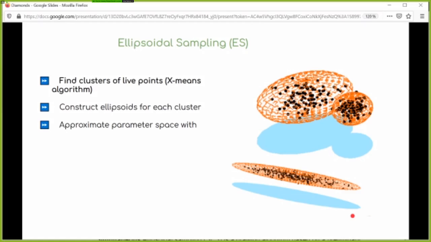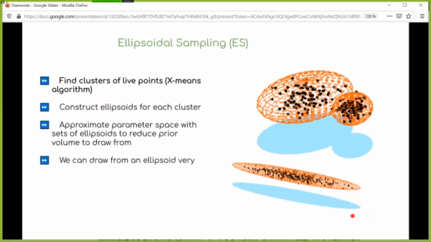And approximating the parameter space with sets of ellipsoids reduces the prior volume to draw from. And we can draw from an ellipsoid very rapidly and draw new points until we find one with a likelihood better than the constraint.